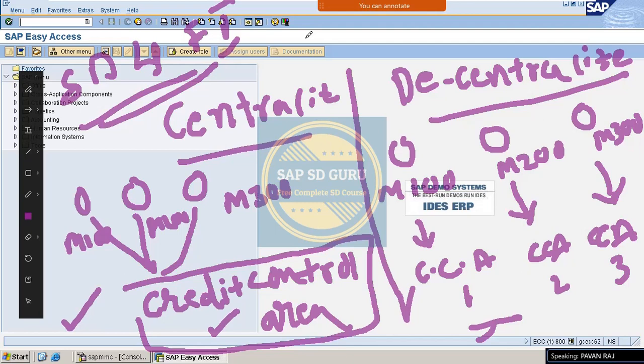I will take a real-time scenario in which I will let you know exactly the difference between the centralized credit control area and the decentralized credit control area. Unless I explain by taking one scenario, you cannot come to a conclusion. You just know what exactly the centralized and the decentralized are here, but I think it's better if I can give you a real-time example and scenario. So I will plan for that.